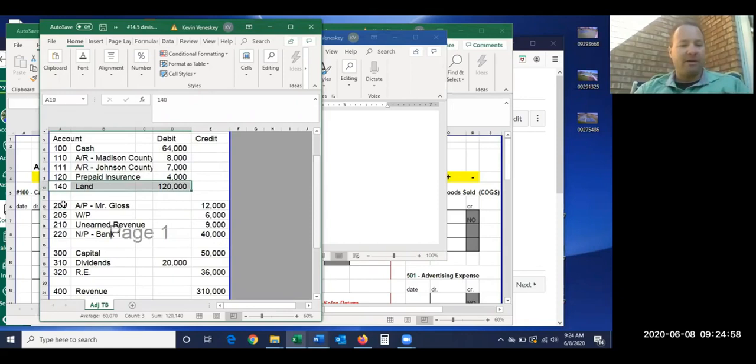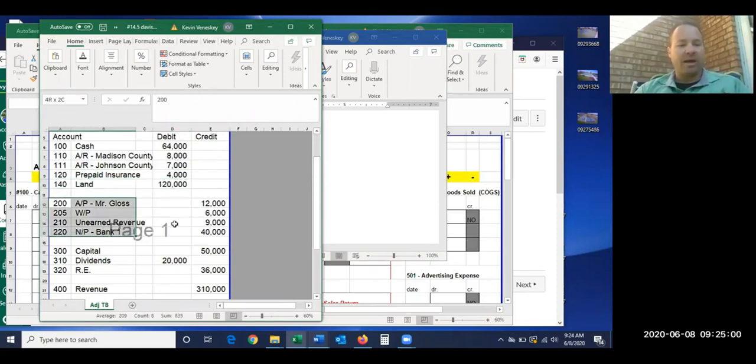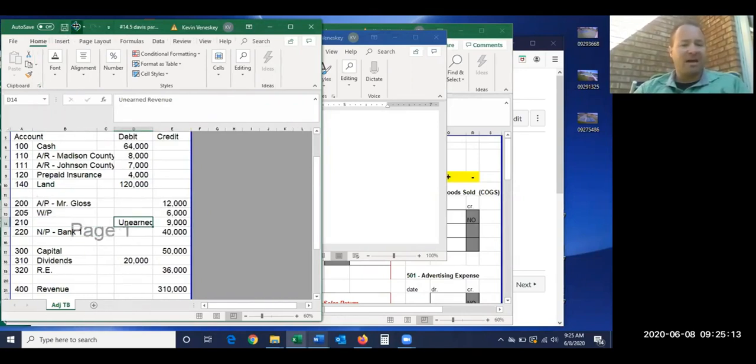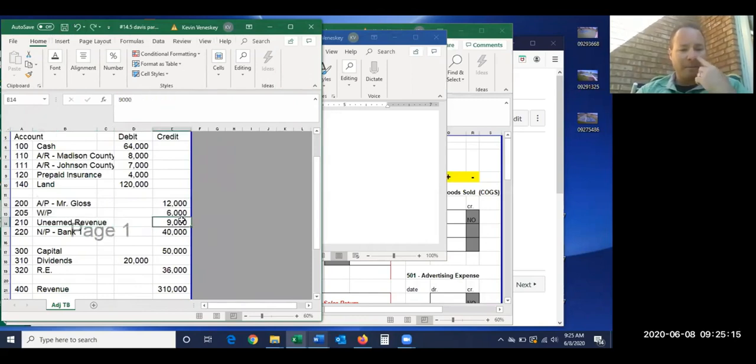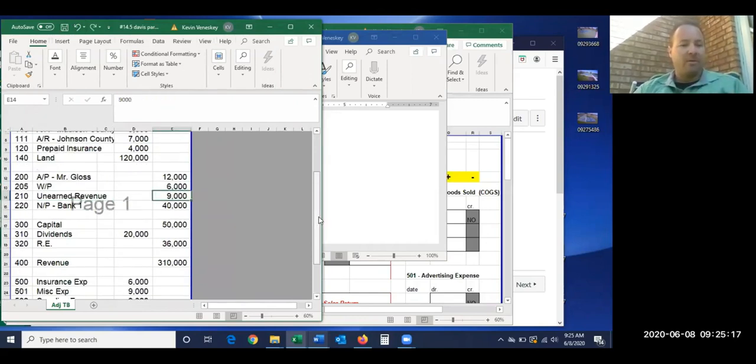And then you come down here into the 200 accounts. These are our liabilities, things that I owe. A lot of times it's money, but in this case, it's also with the unearned revenue. It's I owe a service to somebody. Then we keep coming down.